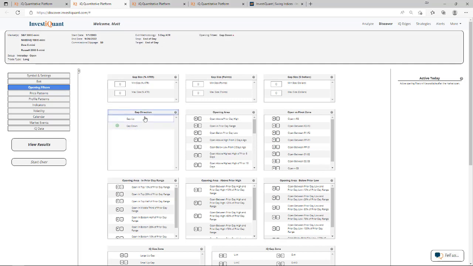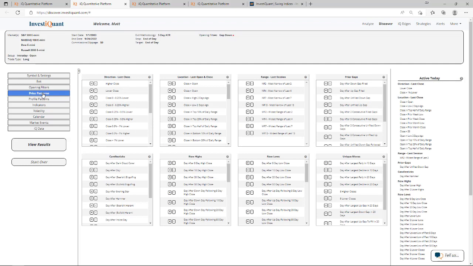So from the opening filters, I'm going gap direction, clicking on gap down. The next thing I'm going to do is go to the price patterns library. And from the active today section, I'm going to go to the new lows. You can see we had 5, 10, 20, 50-day low close here. I'm going to go with 20-day low close here just to keep as many samples as possible. I could go 50 as well, but I do want to keep a few more samples here.